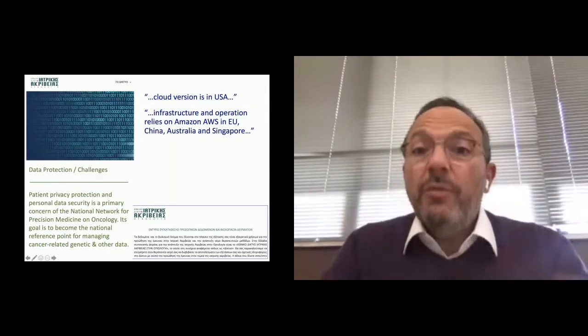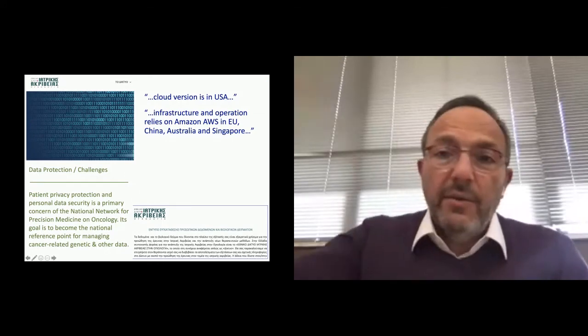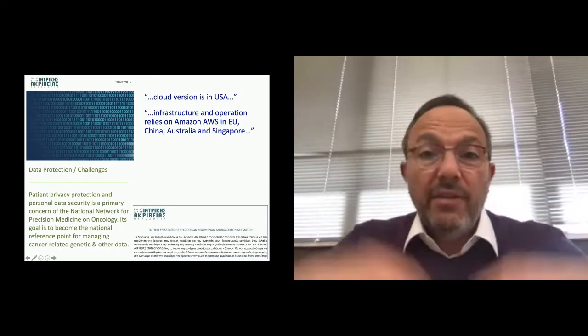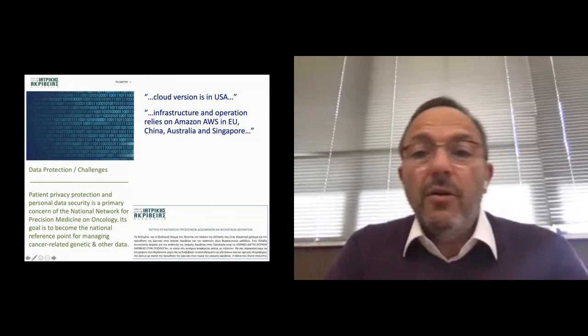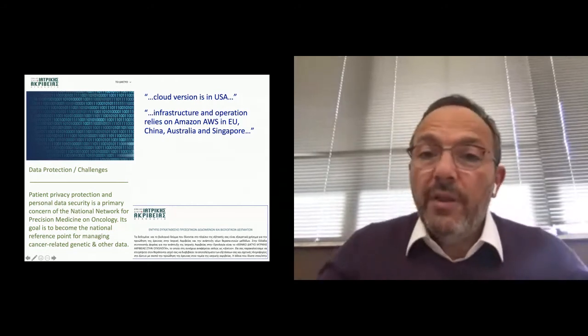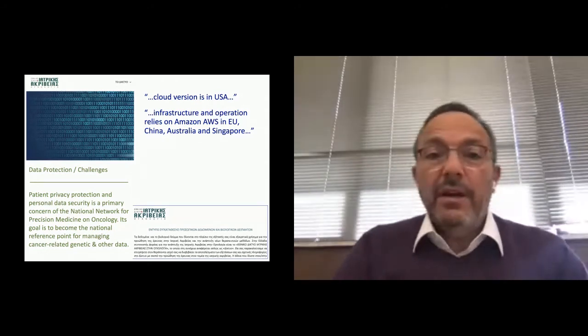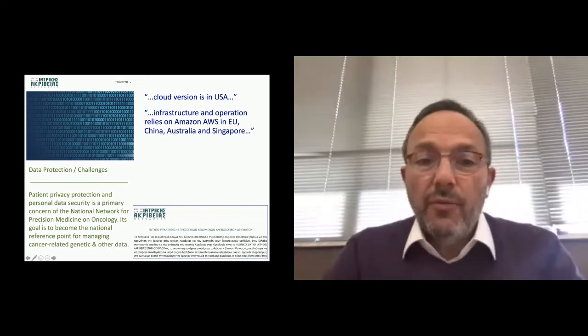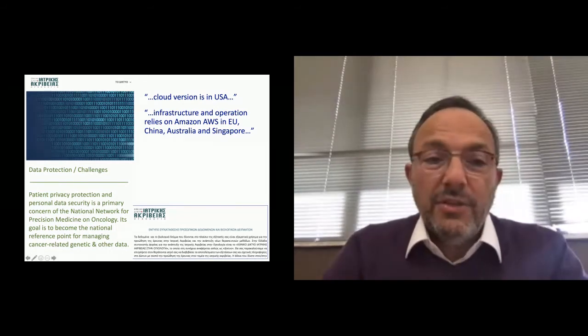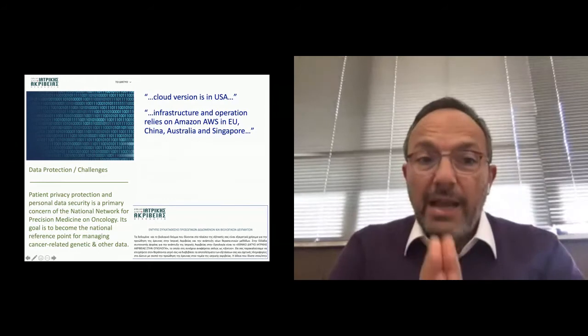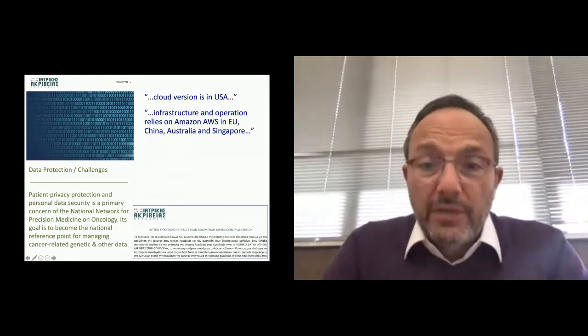Some things could be that the cloud version is in the US, or the infrastructure, even in Greece, is operated by Amazon, and maybe who knows where the machines are. Are they in Greece, are they in the EU, are they in China, and so on and so forth. So one of the biggest concerns that the network says is data protection challenges.